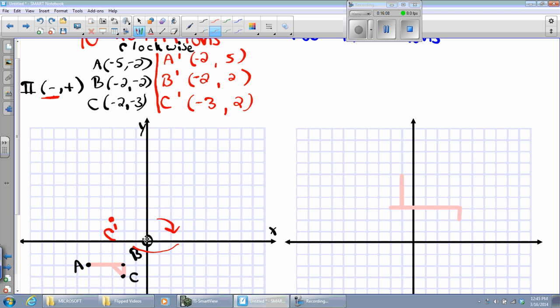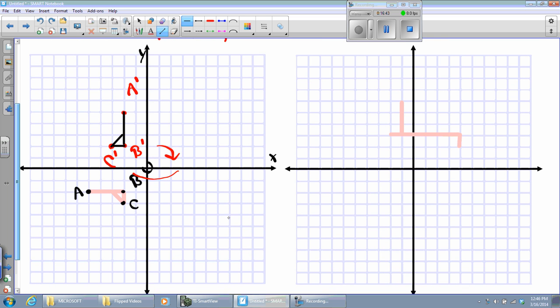B is at negative 2, negative 2. And then A, negative 2, 1, 2, 3, 4, 5. So there is A prime. And there we go. There is the new shape, having been rotated 90 degrees. Now, clockwise. Now, had I wanted to go 90 degrees counterclockwise, I would have ended up in this quadrant. And that one, X would be positive, Y would be negative. I would do it the same exact way.